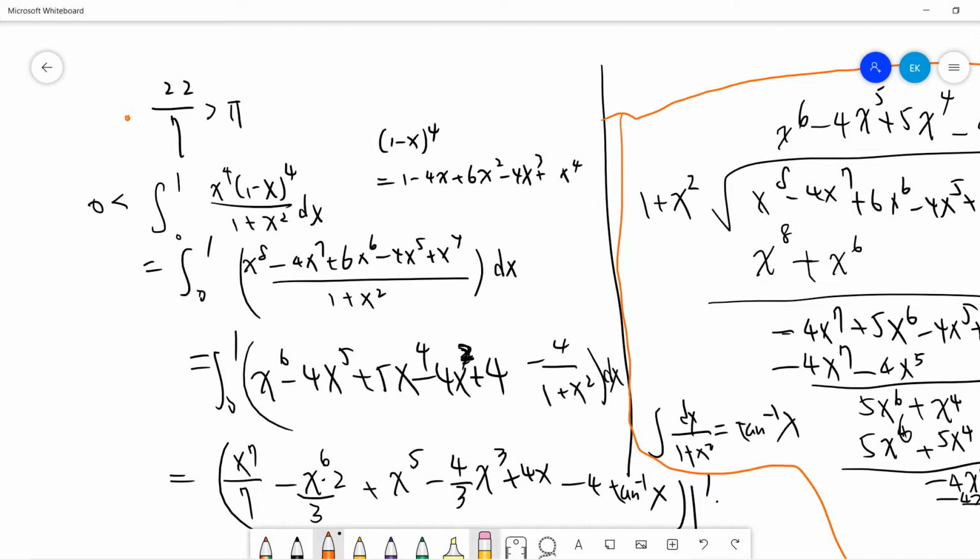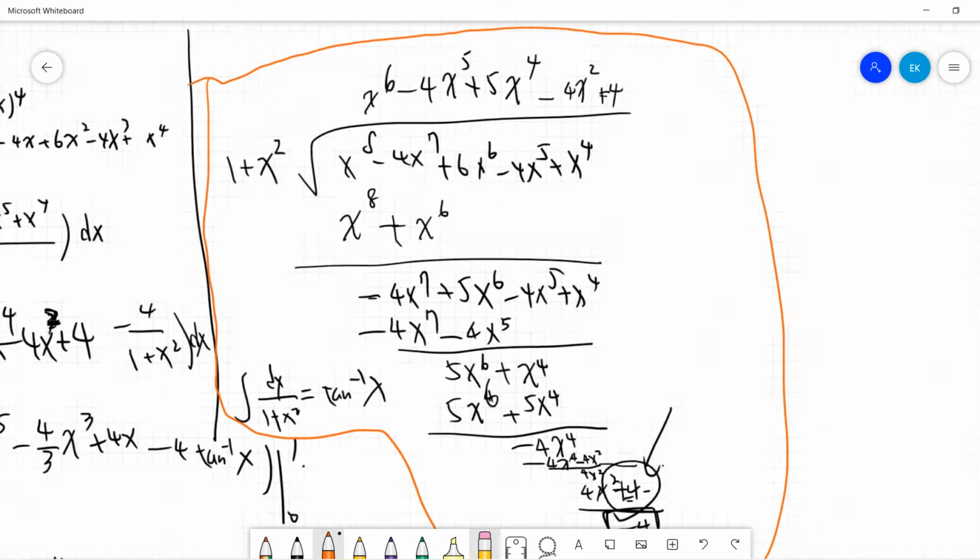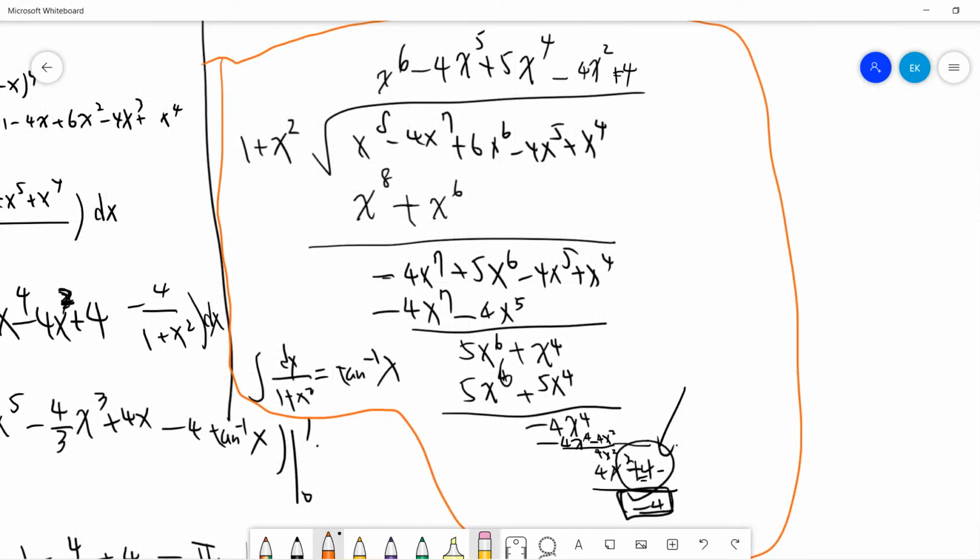And then you do the so-called long division. The computation detail for long division is this. You start from x to the 6. You multiply x to the 6 by the divisor and you get this. Then you subtract this term minus this, so you get this one. And then you subtract 4x to the 5th, so you get this one. Then you subtract again, so you get 5x to the 6.